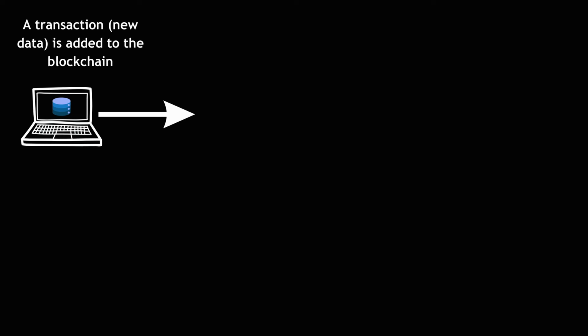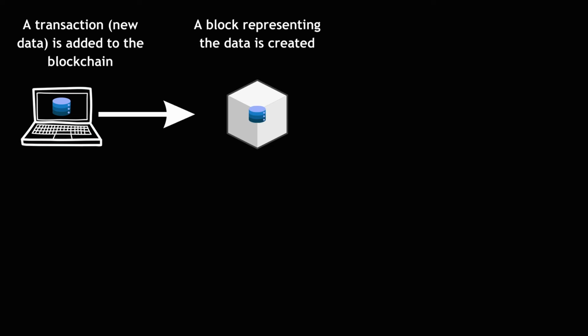Step 2. A block is created. So once the transaction is initiated, the system generates a block to represent this new data. A block is essentially a digital container that holds the transaction details, such as who's involved, the amount, and a timestamp.